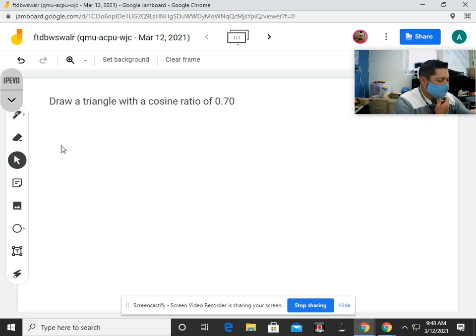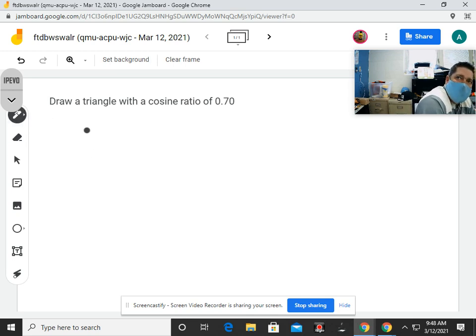So this time I want you to draw a cosine ratio of 0.7. So the first thing I always do when I get these is I write out my ratios. SOH CAH TOA. Sine is opposite over hypotenuse. Cosine is adjacent over hypotenuse. Tangent is opposite over adjacent.